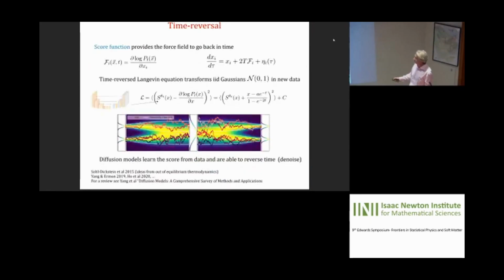So now if you want to go backward in time, at the time tau, you have just to read what is the probability distribution that you had along the forward process. You take the log, you take the gradient, and this gives you the force field to go backward in time.